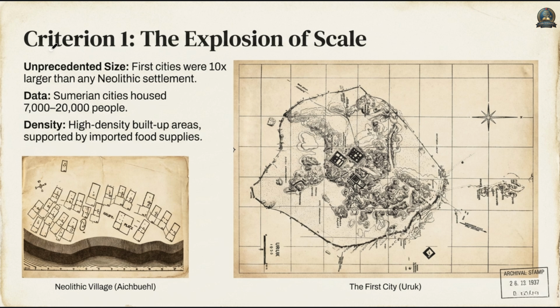Criterion 1, the explosion of scale, unprecedented size. First cities were 10 times larger than any Neolithic settlement. The Sumerian cities housed 7,000 to 20,000 people. High-density built-up areas supported by imported food supplies.